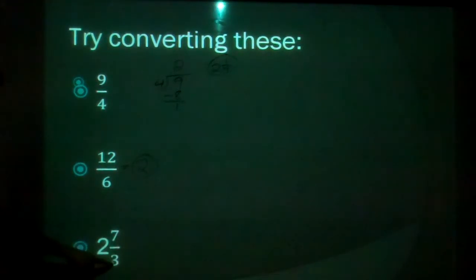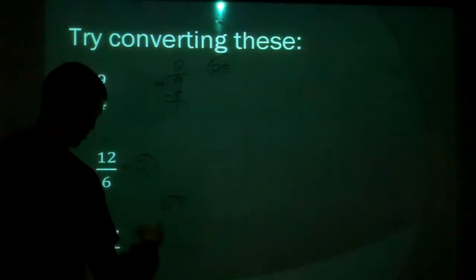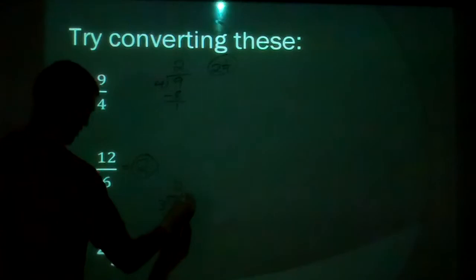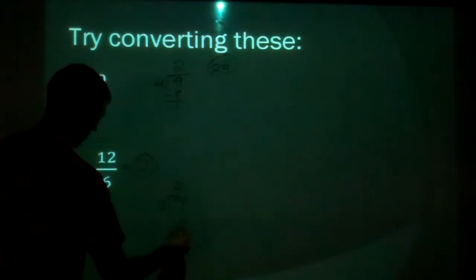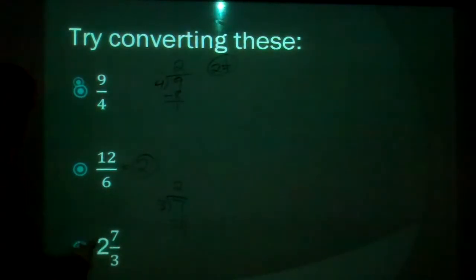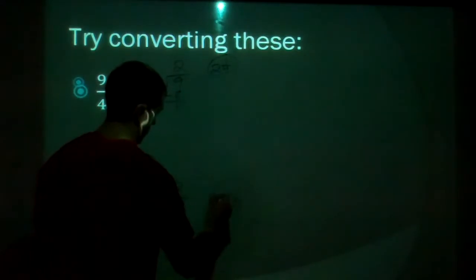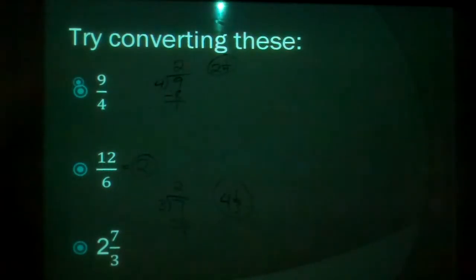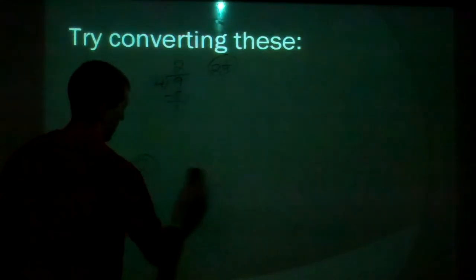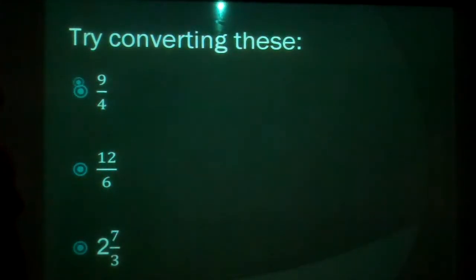So we've got 7 and 3. 2 3's go in, and we multiply and subtract. So we've got 2 1/3 plus 2. So we actually have 4 1/3 there. Alright? So those are the first 3 examples for mixed or improper fraction to a mixed number.